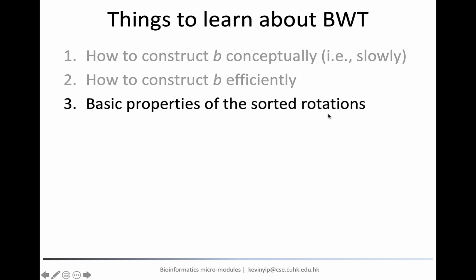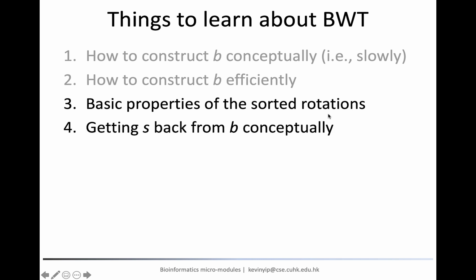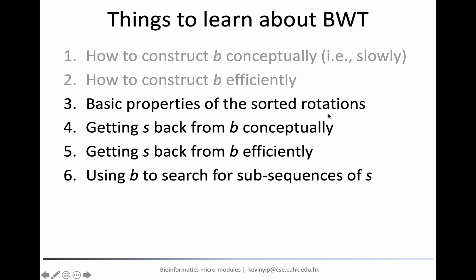Next, we are going to talk about some additional properties of the sorted rotations. After that, we will explain how we can get back S from B conceptually. And by conceptually, again, we mean a method that is relatively easy to understand, but computationally inefficient. After that, we will talk about an alternative method for getting back S from B that is much more efficient.